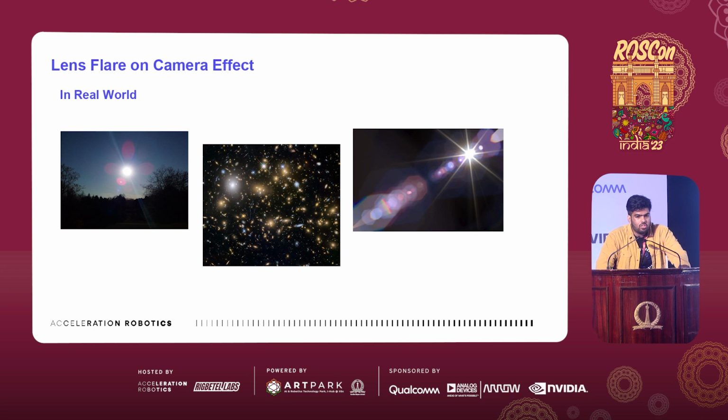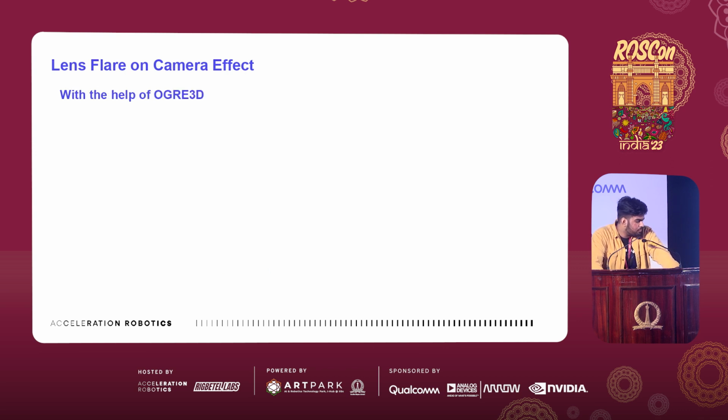So yeah, exactly. When light flashes directly into the camera, it basically scatters, so you can perceive something like this. This is due to the lens placement in the camera. So how can we create this in GZ? With the help of Ogre 3D, we can have this sort of effect.